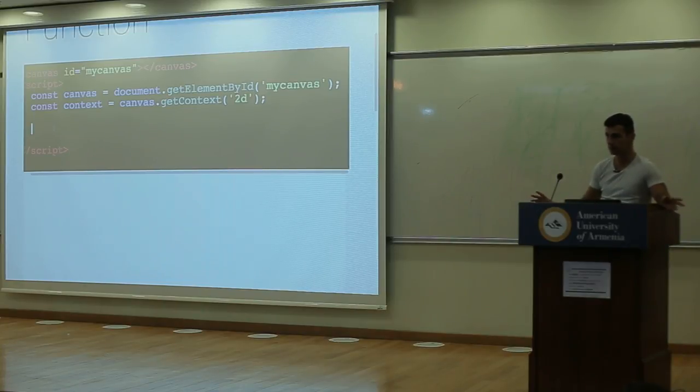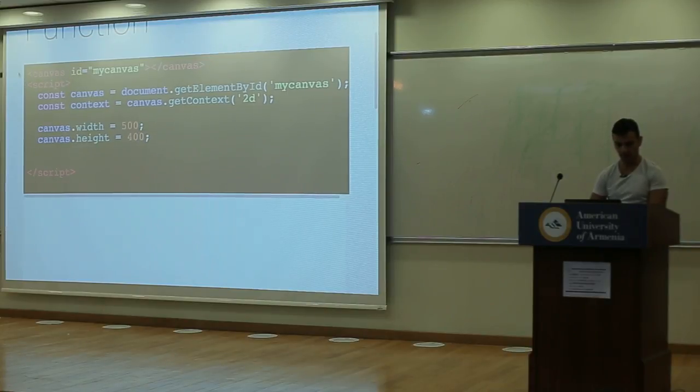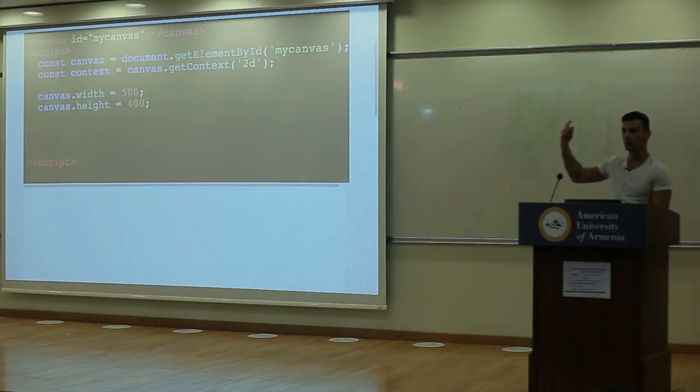Other questions? Okay. So first of all, let me give my canvas dot width a width. So let me give it like 500. Canvas.height, 400. And let me style my canvas so we can see it. Actually, no, I'll just draw a background. That's fine. Okay, I need a loop in order to do my animation.